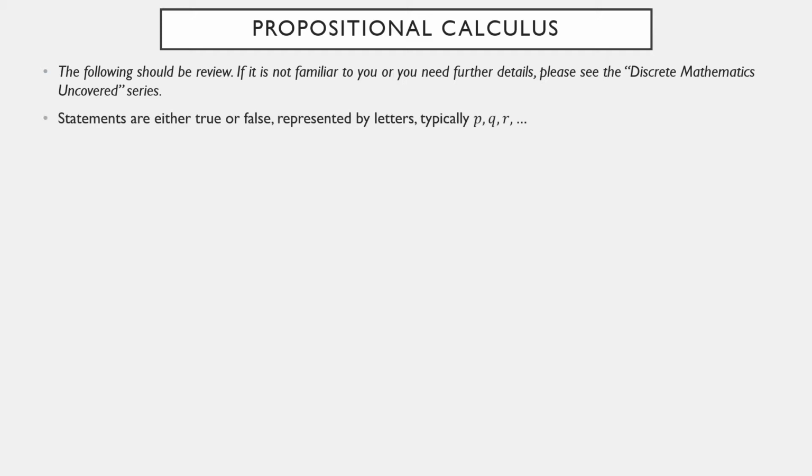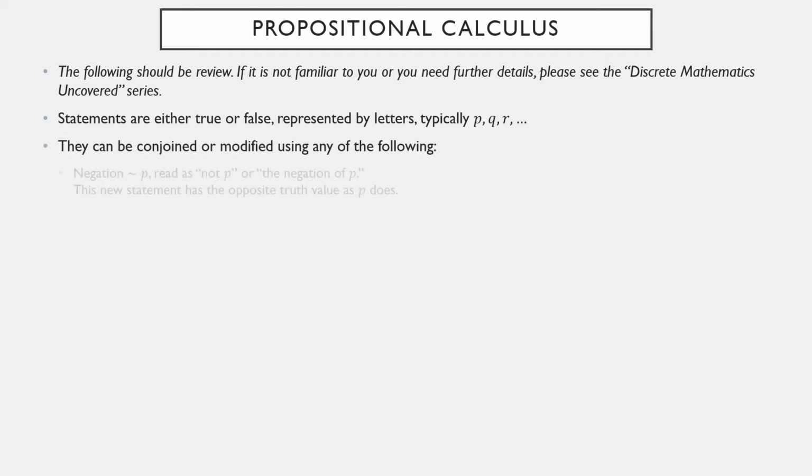A statement is a thing that's either true or false. We can typically represent it with a single letter. They can be conjoined or modified using a bunch of rules. For example, we can negate a statement. If the original statement is true, its negation is false, and vice versa.